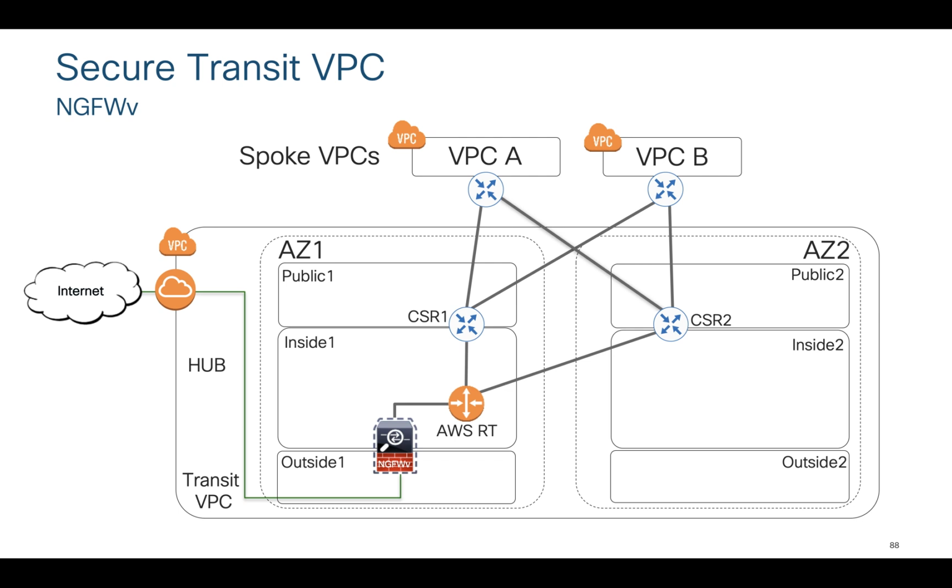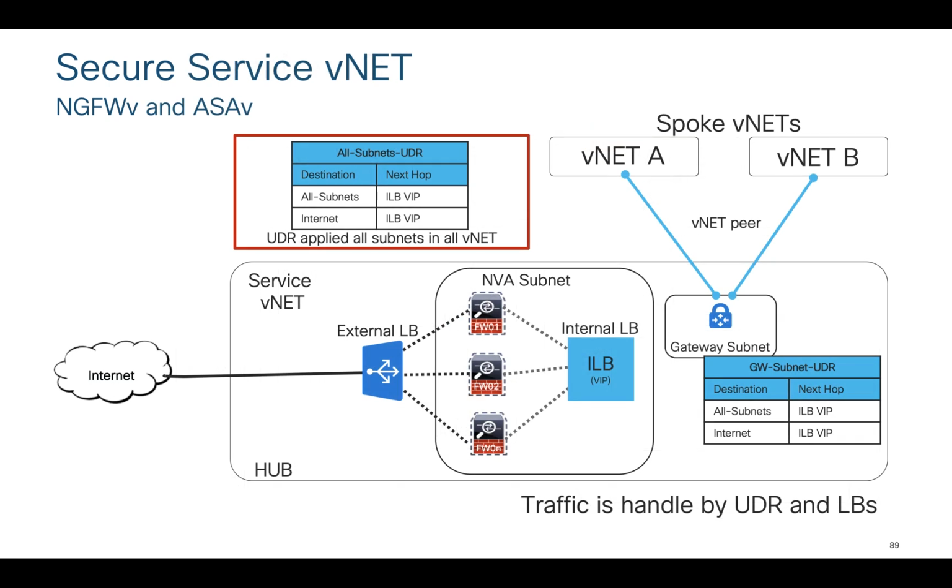You can deploy a next generation firewall in the same manner in the cloud as well. You can have FTD at the edge, bring everything down to the FTD, and then you can put it at the edge for north-south traffic inspection.